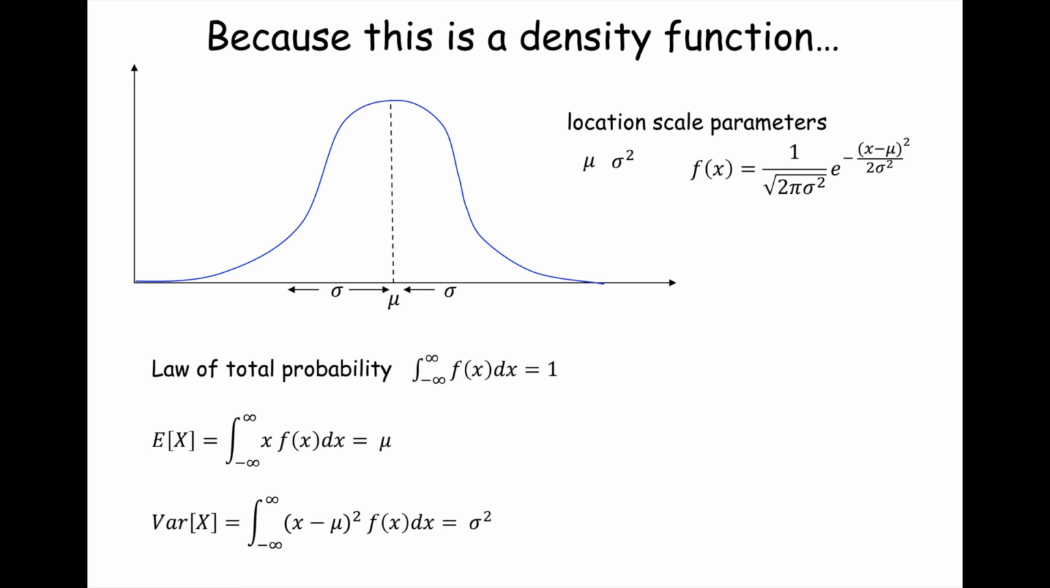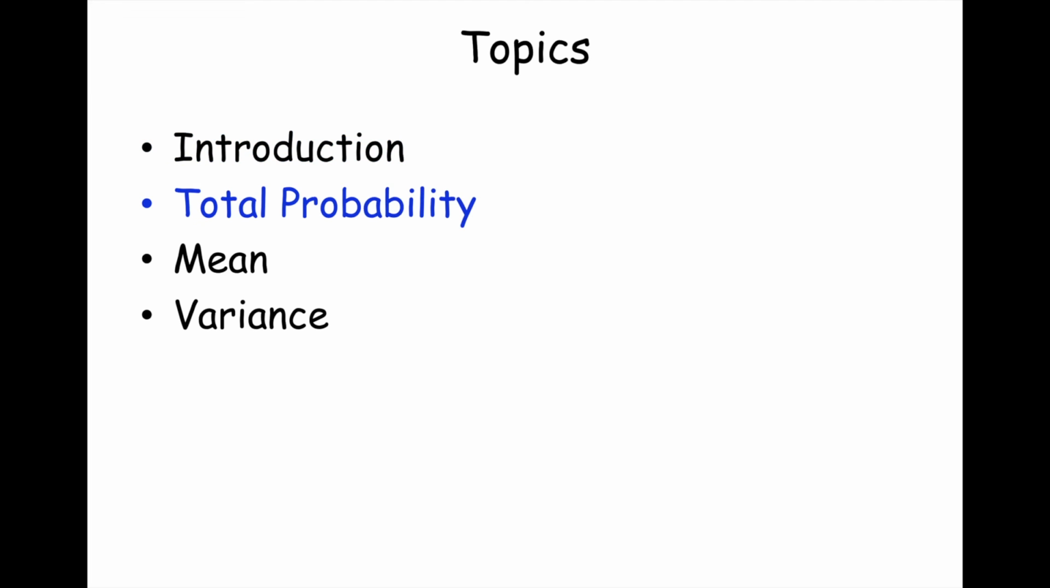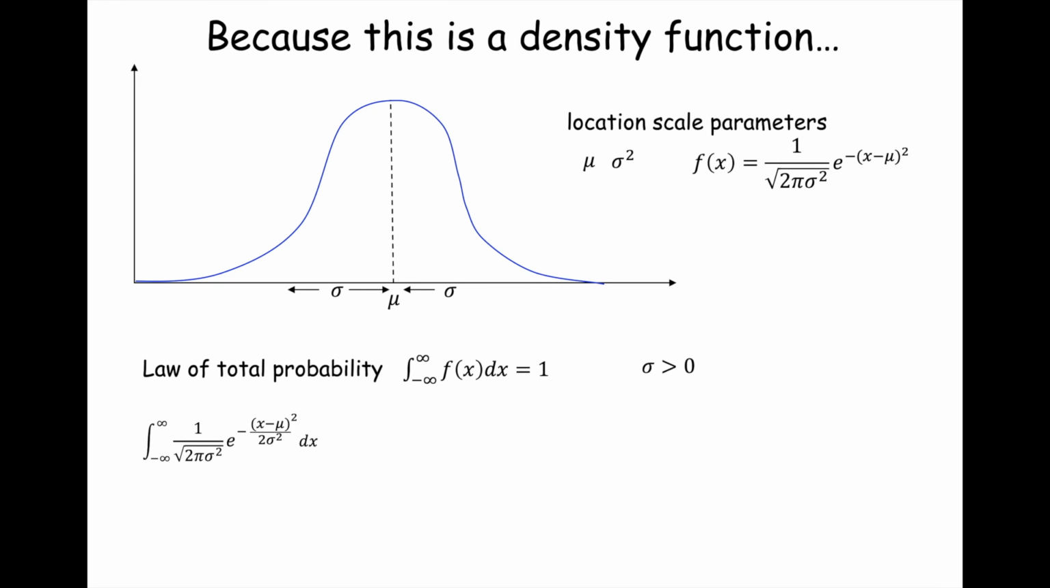So let's look at the expectation. We have the expectation of a normal random variable is mu, and the variance is sigma squared. Okay, so let's take a look at this law of total probability. We'll show that, and we'll end with that and pick back up on Tuesday with the mean and the variance. And so the law of total probability says we take the infinite integral over all possible values, minus infinity to plus infinity, of the density function dx.